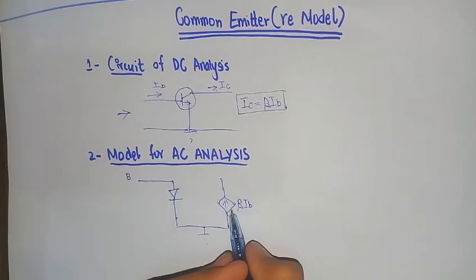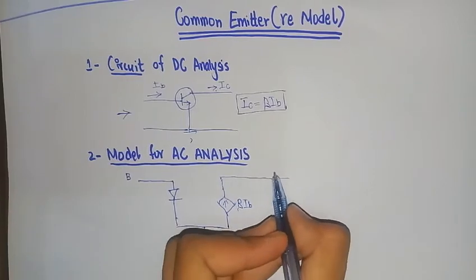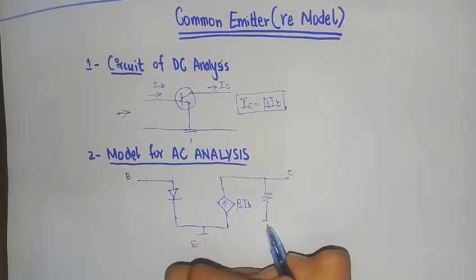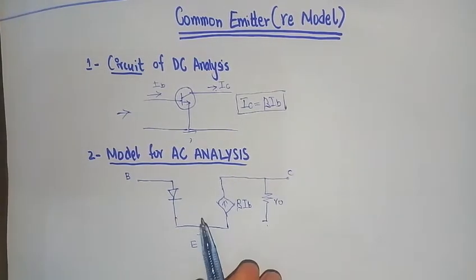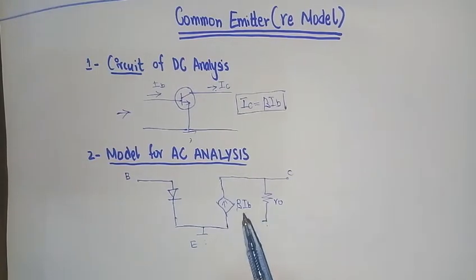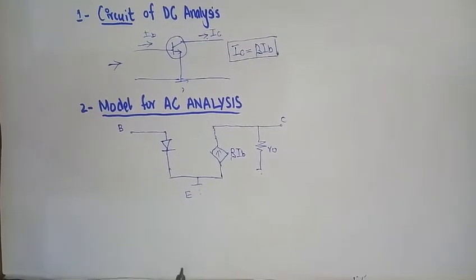So the value of the dependent source is beta times IB, and then it goes to the collector side, and there will be a resistance present, and this resistance has the value of R naught. This resistance is also present in the common base configuration, and you know that this resistance comes from the output characteristics of the common emitter configuration. Now we will see how it comes from the output characteristics.